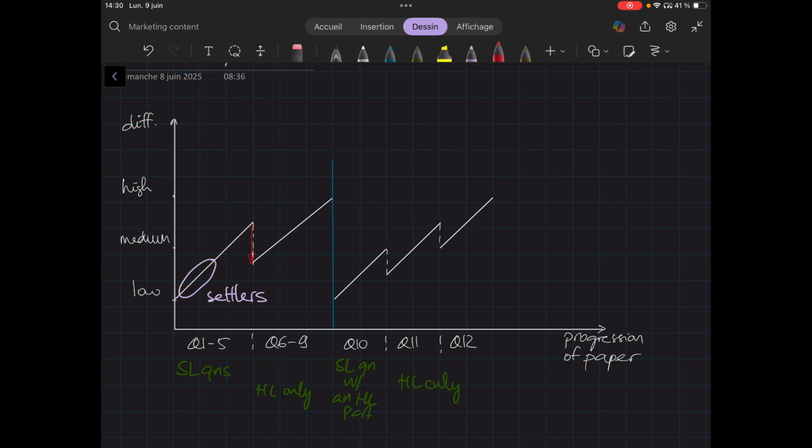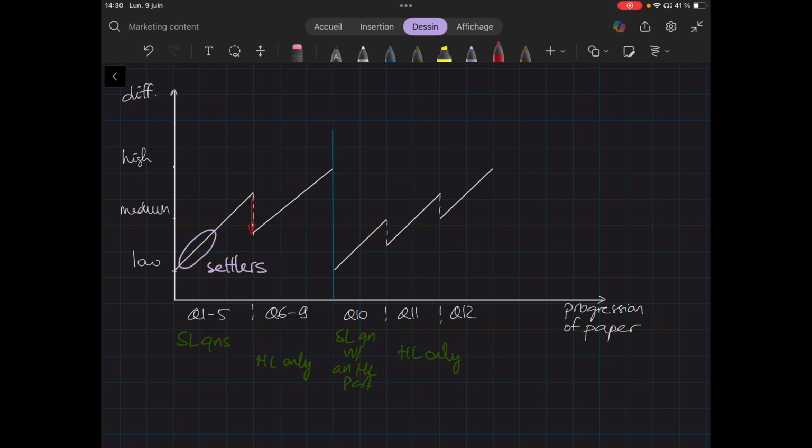Questions 11 and 12 are HL only, and usually question 11 is easier than question 12. If you notice here, the difficulty of the first few parts of question 11, or of some parts of question 11, is lower than the difficulty at the end of question 10. And likewise, the difficulty of a couple of parts in question 12 will be easier than the hardest parts in question 11. Once again, this is intentional.